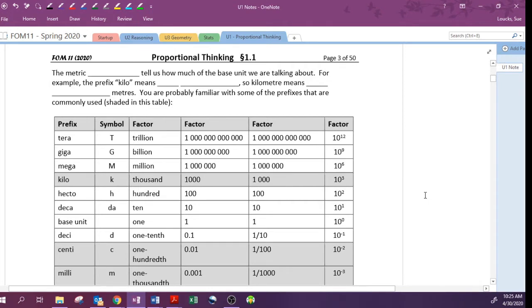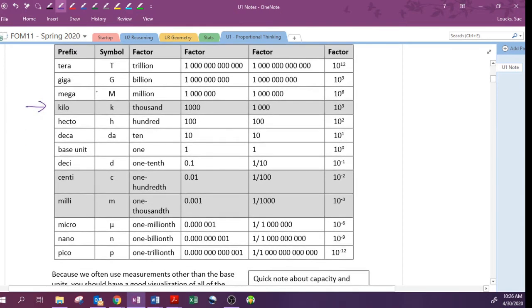So the metric prefix tells us how much of the base unit we're talking about. For example, the prefix kilo, if you look in this table, you can see that a kilo means 1,000. So kilometer means 1,000 meters. And you're probably familiar with the ones that are shaded on this table: kilo, centi, milli. Those are the ones we use.